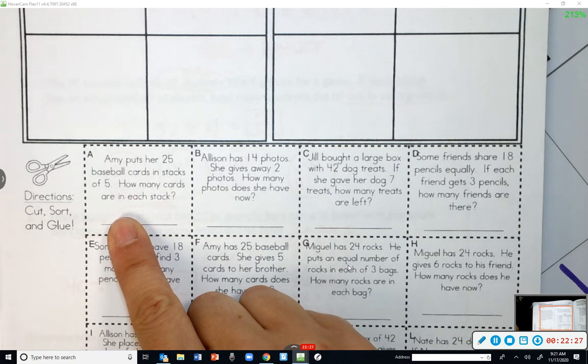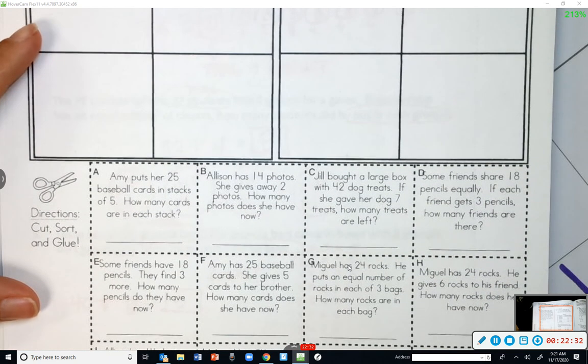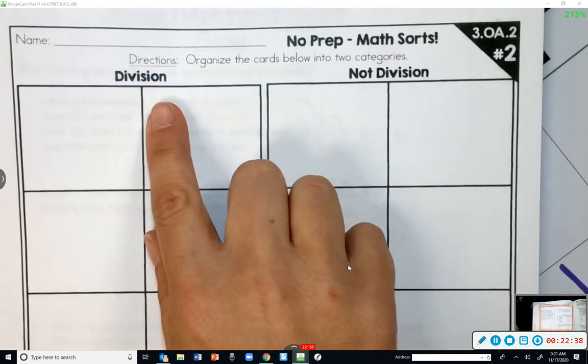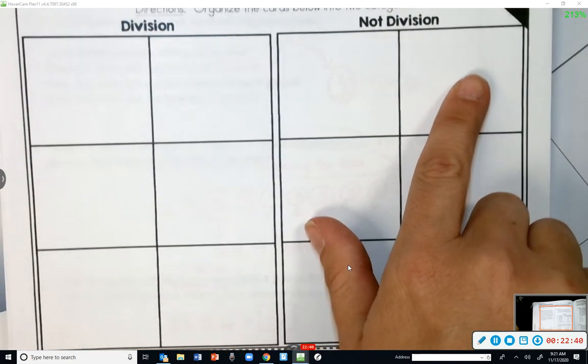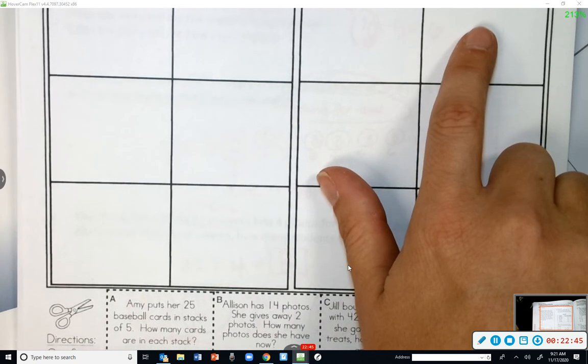You cannot get credit if you just put an answer on the line and you glue it in the correct section. Okay. So I'm looking for the correct answer. I'm looking for it to be glued in the correct section, which is division or not division. And I'm looking for you to show your work. Okay? All those strategies we've learned.